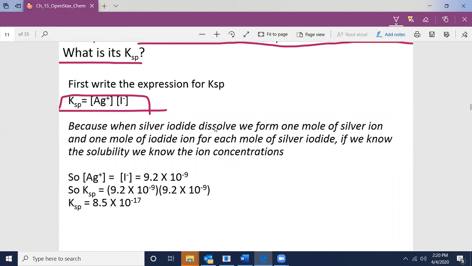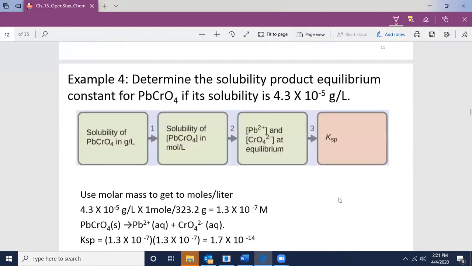Because when silver iodide dissolves, we form 1 mole of silver ions and 1 mole of iodide ions for each mole of silver iodide. If we know the solubility, we know the ion concentration. So if we know the solubility, it means it's about the ion concentration. That much can come out of that. And because it's 1:1, you're going to plug one number here and the second number here, and then you're going to calculate the KSP the same way we were calculating it earlier.